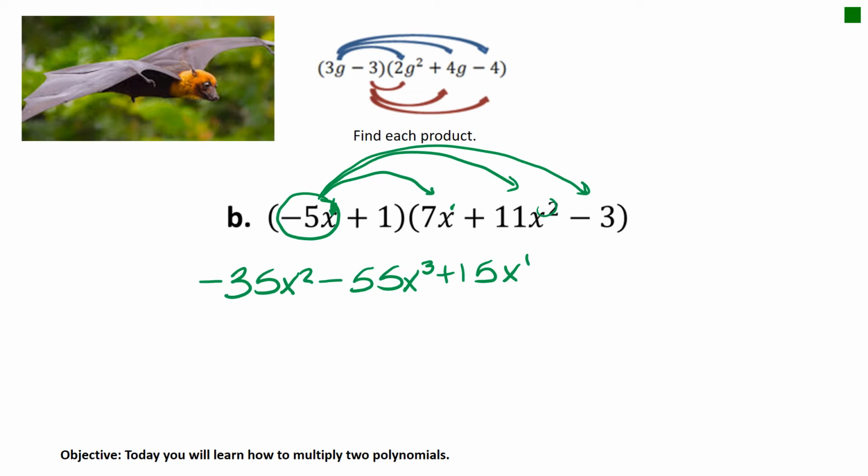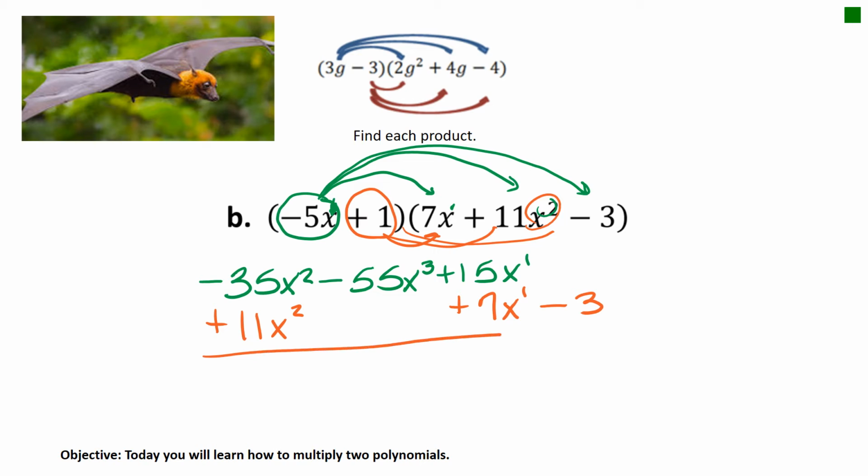Now, these are all kinds of messed up. They're not in standard form, so when we do this next part, we're going to have to match them up. I've got a positive 1 times 7 with 1x, so I'm going to put the plus 7x right there. 1 times 11 is 11, and I just have these x squared, so it's a positive 11x squared. And then 1 times negative 3, that doesn't have any x's, so I'm just going to stick it on the end there. Negative 35 plus 11 is negative 25x squared. This is the only thing in that column, so it's negative 55x cubed.